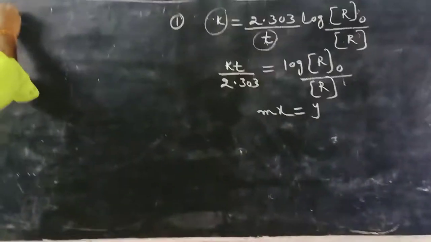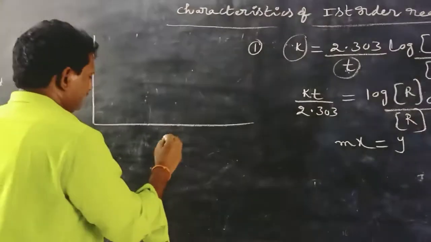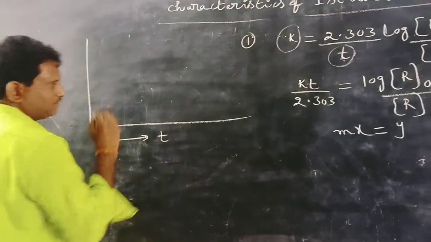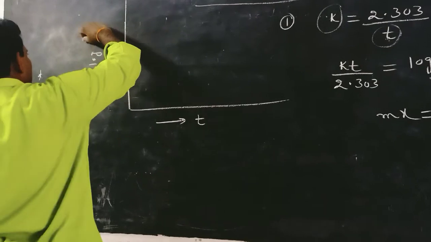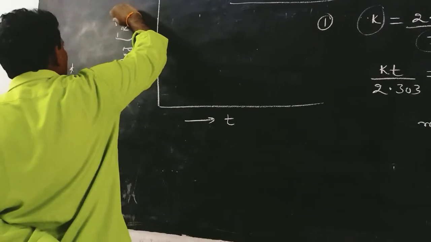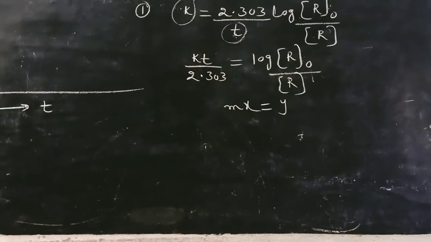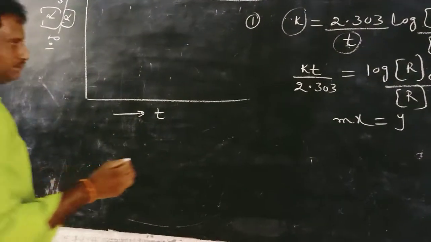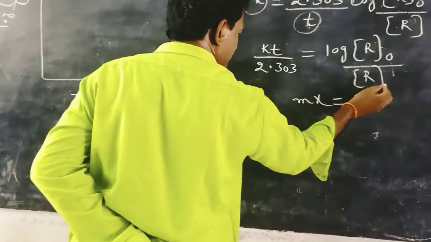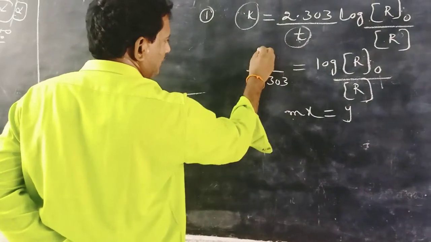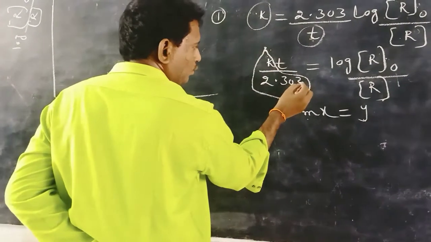Therefore, we plot a graph in which time is taken as the x coordinate and log [R]₀/[R] is taken as the y coordinate. Here y means log [R]₀/[R], and m means the slope of the straight line, which is equal to k/2.303.